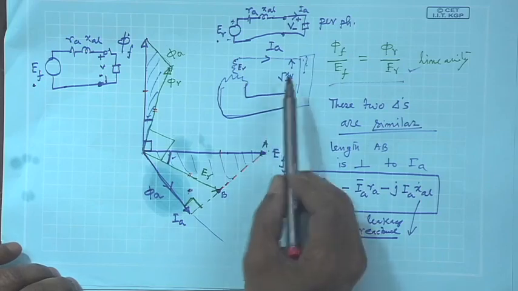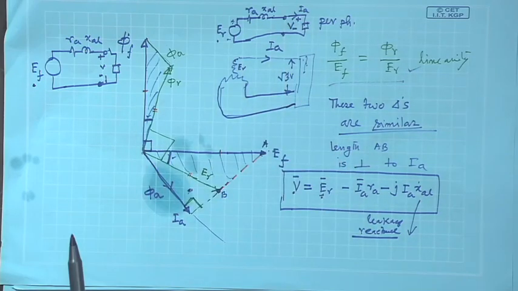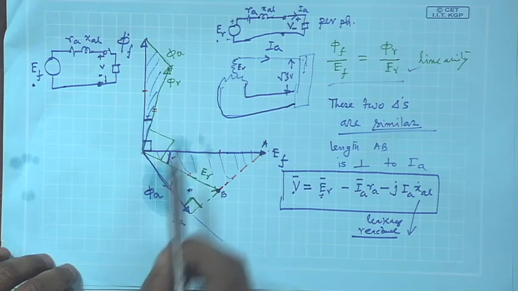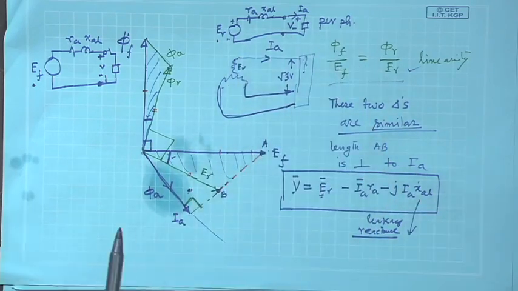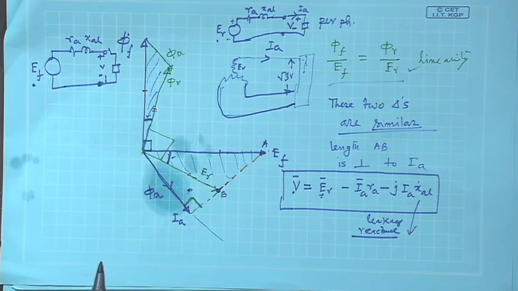Power factor angle is the angle between V and this I A, the terminal voltage which is appearing across the load and the current delivered to the load. The angle between them is the power factor angle. But what happens is this, that when the armature carries current, there will now appear, apart from the rotor field, the stator field, which will be also rotating at synchronous speed.